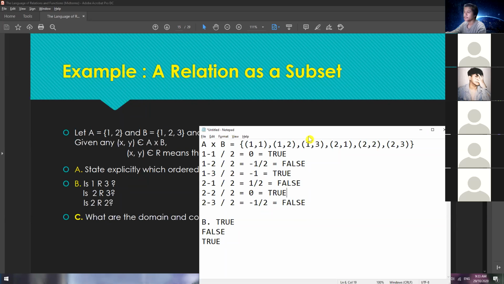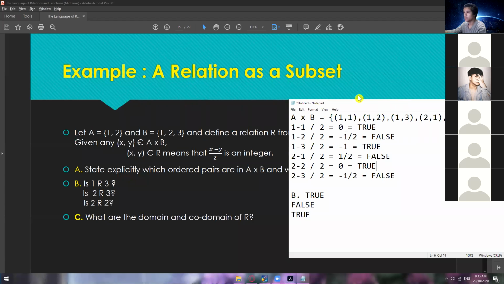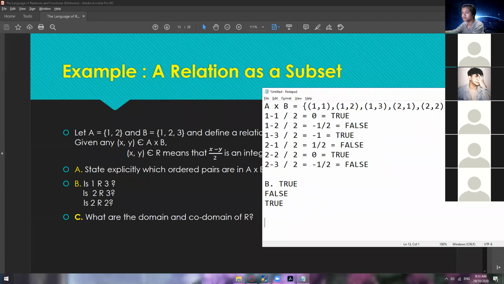All right, so letter C. What are the domain and codomain of R? 1, 2, and then 1, 2, 3. Right, the 1, 2 is the domain, and B, the 1, 2, 3, is the codomain. Yes.